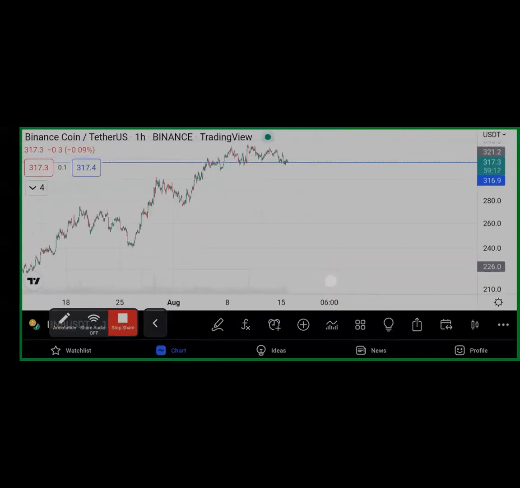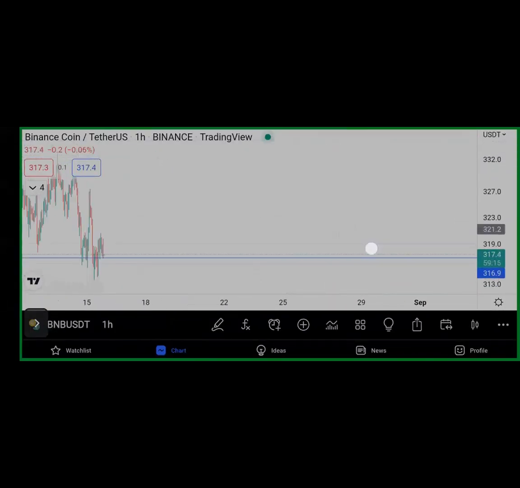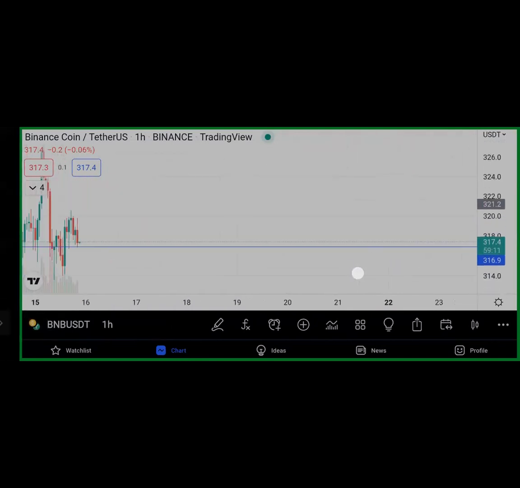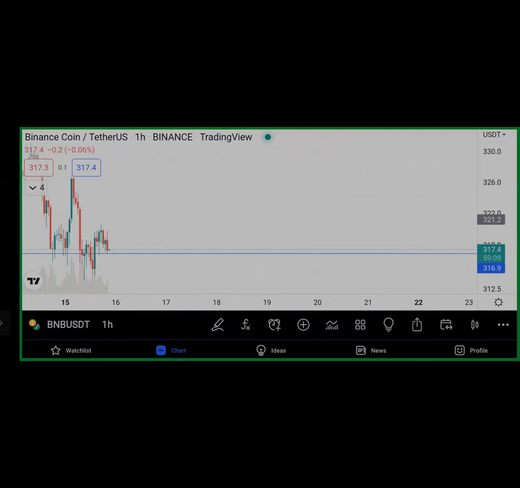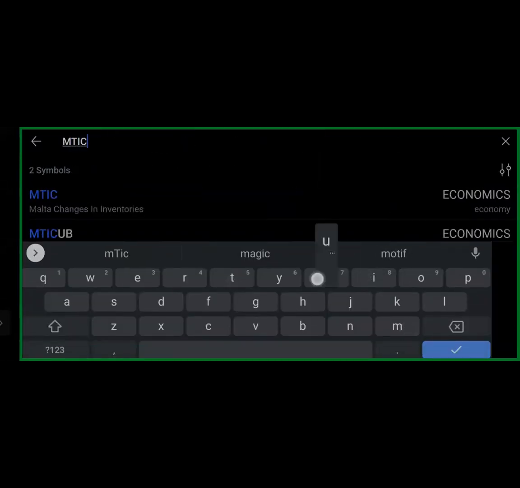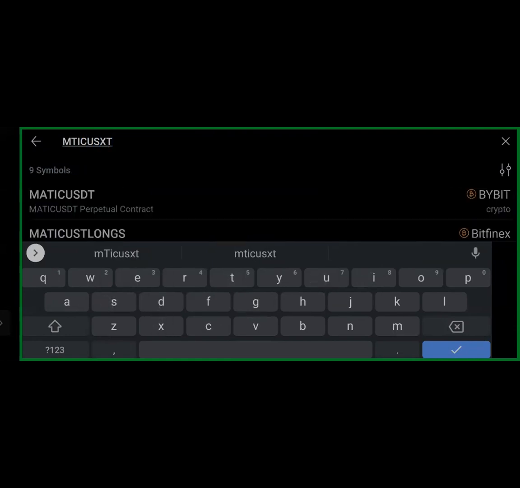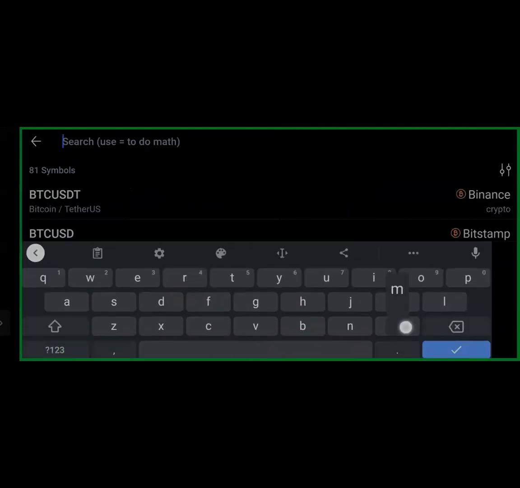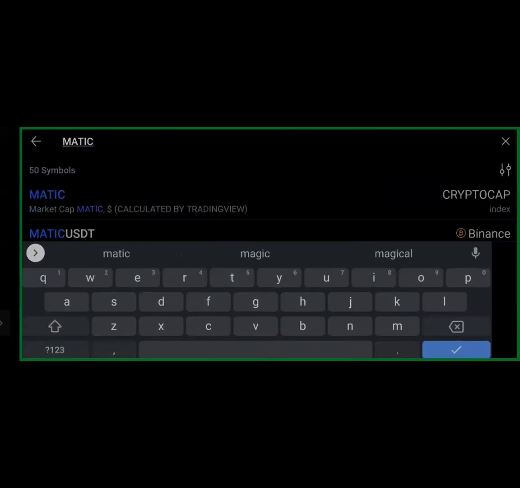Let's see if we can find one. So can you use Matic USDT for an example, a real life situation? Can you use Matic and USDT for an example? All right, on that. Matic, yeah. I love using Binance.